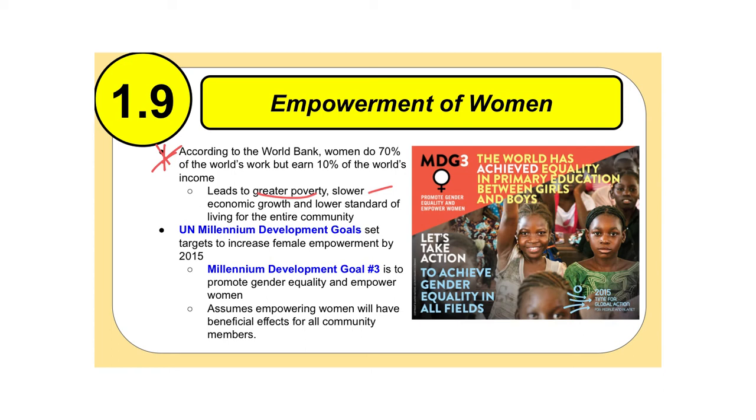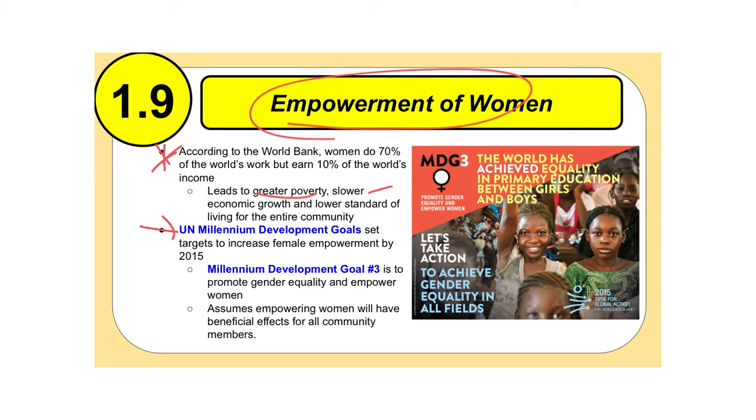Well, why are we not doing better by women? Well, that's something that we need to work on, empowering women. And it's okay for women to have power. It is perfectly okay. Just want to make sure everyone knows that. So to address some of these things, the United Nations created something called the Millennium Development Goals, and they set targets to increase female empowerment by 2015.